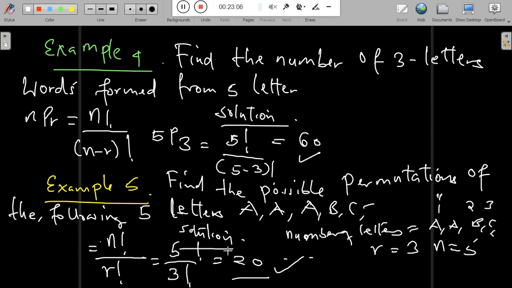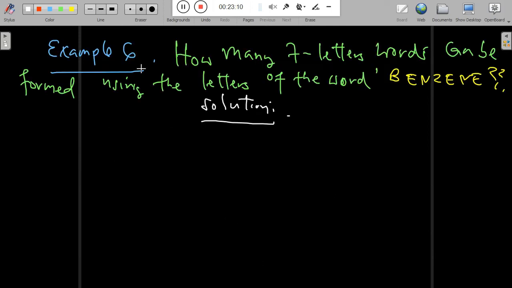Let's try to look at another example. How many 7-letter words can be formed using the letters of the word benzene? What we do here is consider the number of n to identify the number of letters. So we have 7 letters, that is benzene.